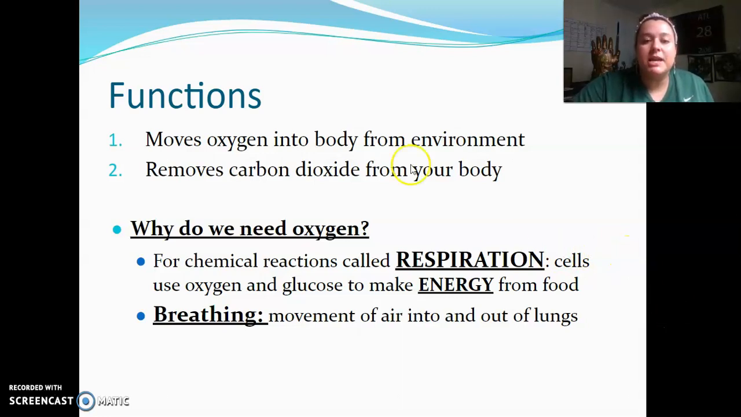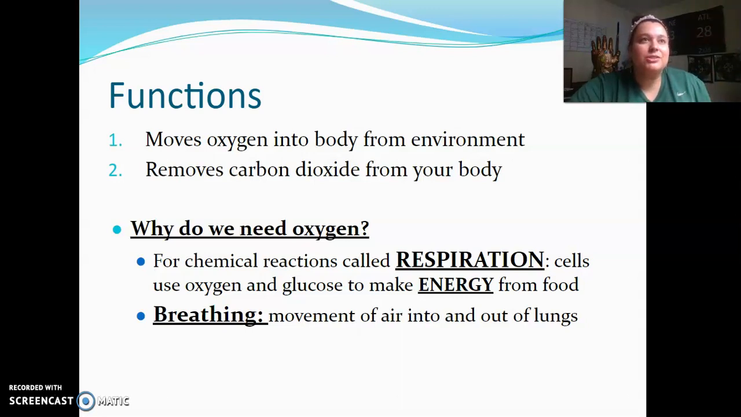So the first thing is the functions of the respiratory system. There's two I want you to know. One is that oxygen moves into the body using the lungs and all the parts of your respiratory system. The second thing is that carbon dioxide moves out of the respiratory system and your lungs help to push that out.